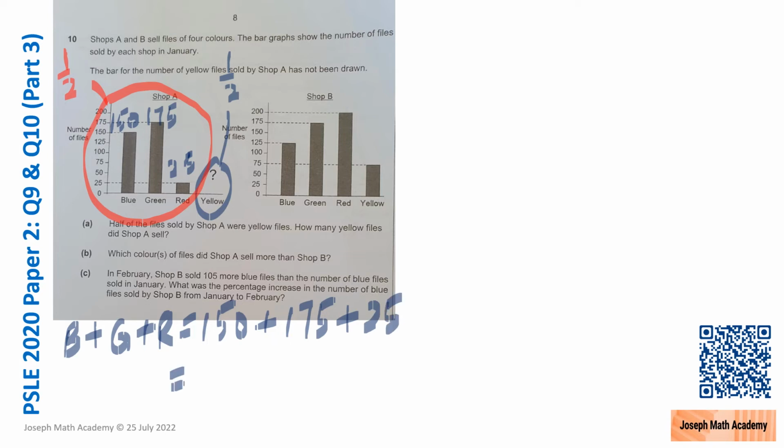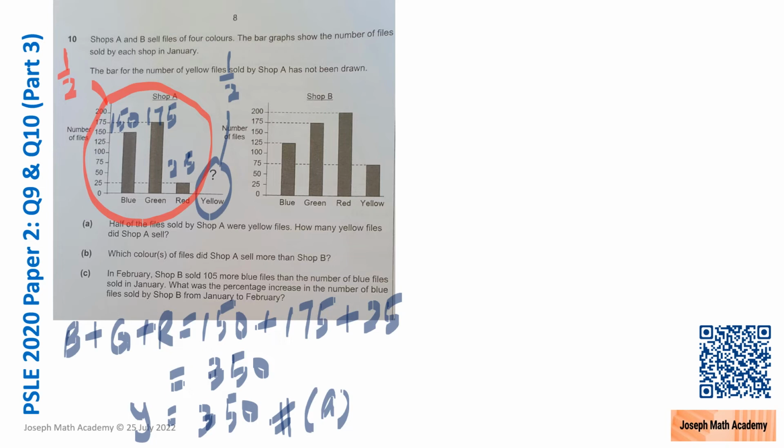That gives us 350. If 350 is half of the files sold by shop A and yellow is the other half, then yellow files sold by shop A should also be 350. So part A is done.